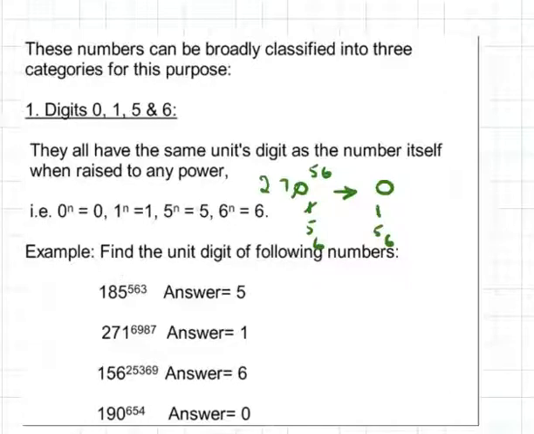So whenever you come across the digits 0, 1, 5 or 6 at the end of a number raised to any power, it's very easy to find the units digit because it's going to be the same. Ending in 5, you have 5; ending in 1, 1; 6, 6; or 0, 0. There won't be any different numbers here.